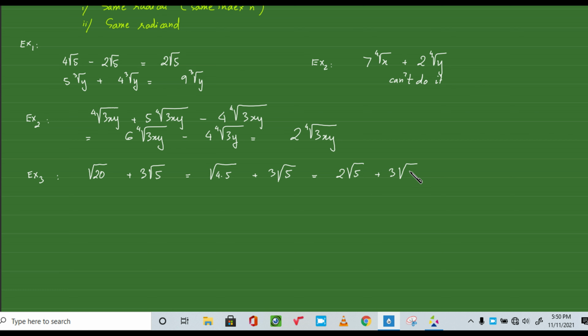And now, what do you see? So after I simplified it, square root of 20 is 2 square root of 5. See, the radical is the same. And now we can add it. So we do 5 square root of 5. Okay. So what do we learn from this example?